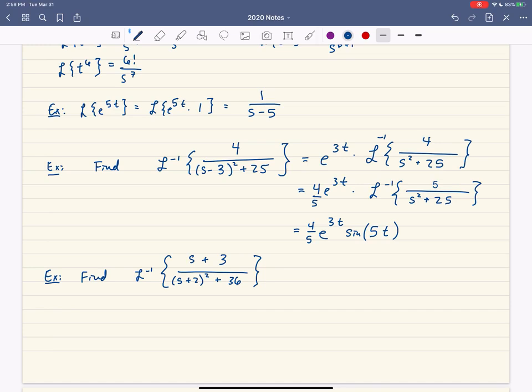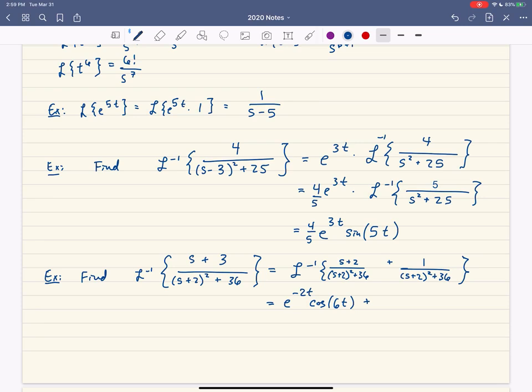What we need to do is think about it this way. I'm going to manipulate the inside. I'm going to write this as s plus 2 plus 1 over s plus 2 squared plus 36, which is s plus 2 over the quantity s plus 2 squared plus 36, plus 1 over the quantity s plus 2 squared plus 36. And the first part, we know how to undo. That looks a lot like cosine, just shifted by e to the negative 2t. And s over s squared plus 36 is going to turn out to be cosine of 6t.